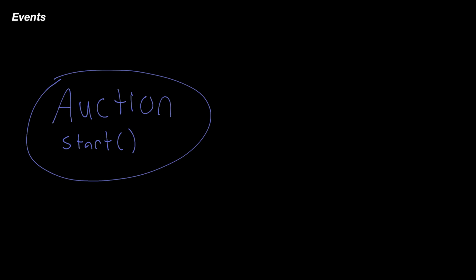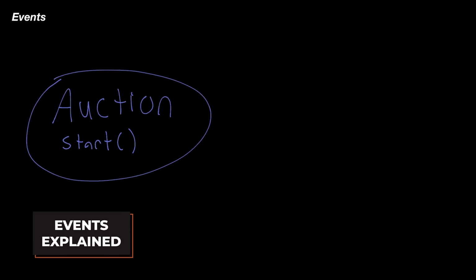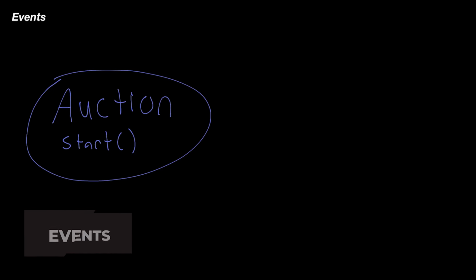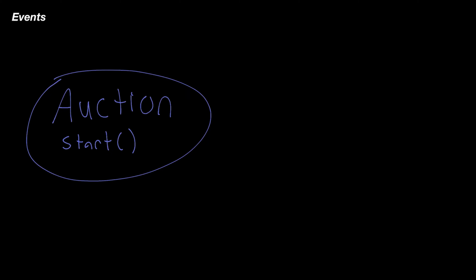All right, so I'm now on my drawing tablet. I'm going to start explaining events to you, but before I can do that, I need to talk to you about why we need them. So in front of me, I have a smart contract. Now this is going to be our auction contract, and on the auction, we're going to have some function called start. Now, of course, we're going to have some other functions as well, but for now, just imagine we have start.